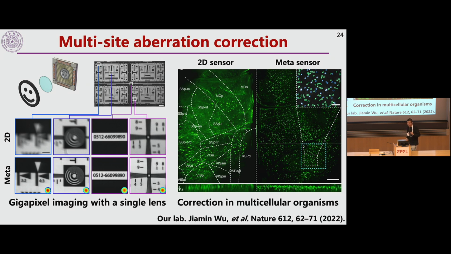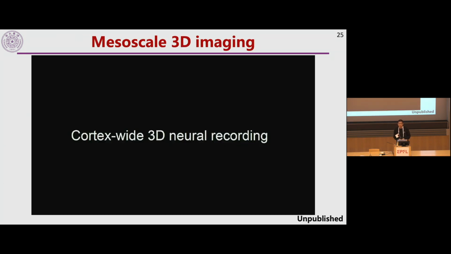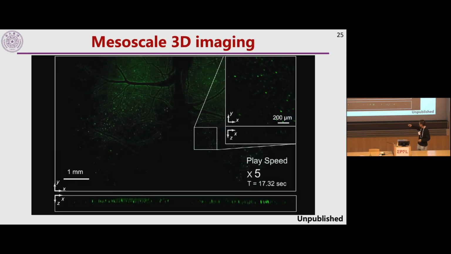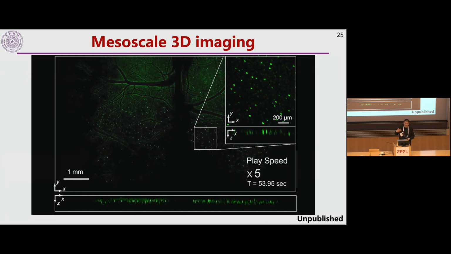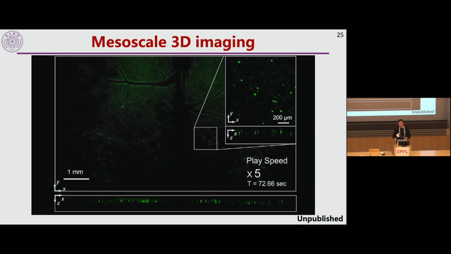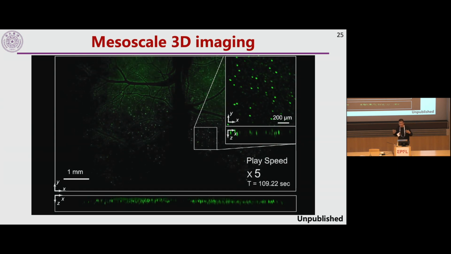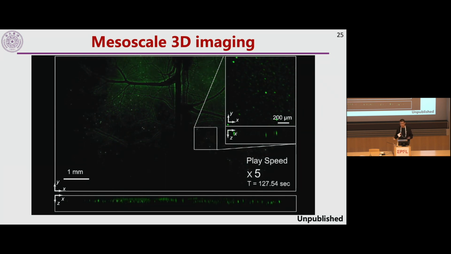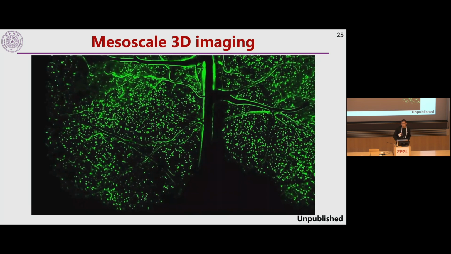We apply this technique in mouse in vivo imaging. It covers the whole cortex of the mouse, about 1 centimeter by 1 centimeter, and every local region can be further zoomed in to see the single cells of each neuron. Here is a layer 2-3 specific labeling of the neurons, and you can see the neurons firing. It's a GCaMP indicator, so when a neuron has neural activity, its fluorescence intensity increases. So we can achieve cortex-wide 3D neural recording, recording hundreds of thousands of neurons at the same time.